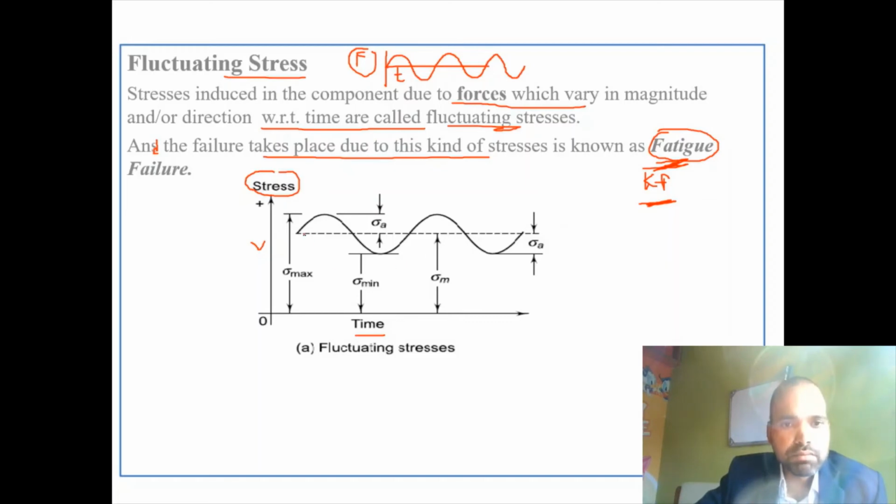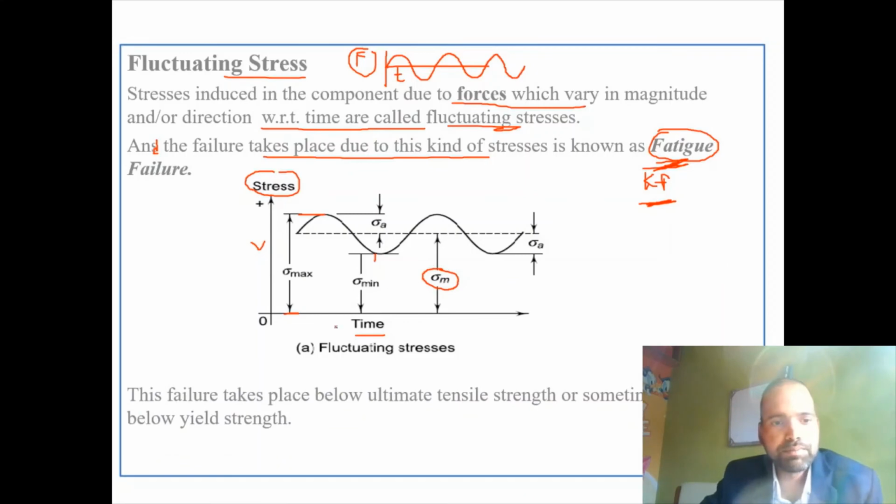Now from that diagram, the stress which varies with respect to time is called fluctuating stress. That fluctuating stress has some maximum value from the x-axis and some minimum value from the x-axis. There will be a mean value indicated by sigma m, that is the mean stress, and there will be an amplitude of the stress, measured from the mean axis as indicated here. So there are two major parameters in the design of components subjected to fluctuating stress: one is mean stress and the other is stress amplitude. These two points we have to remember.